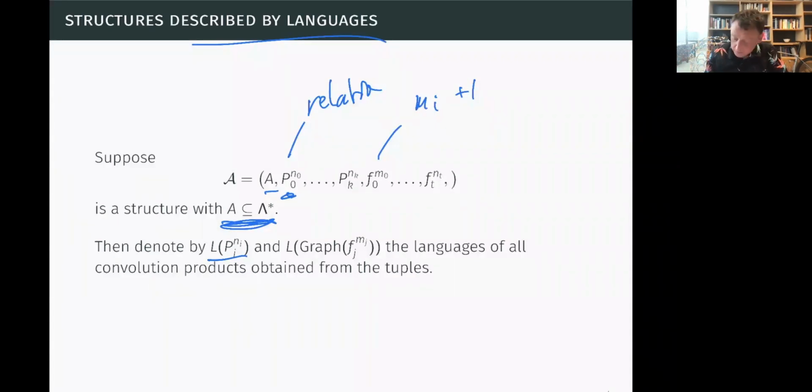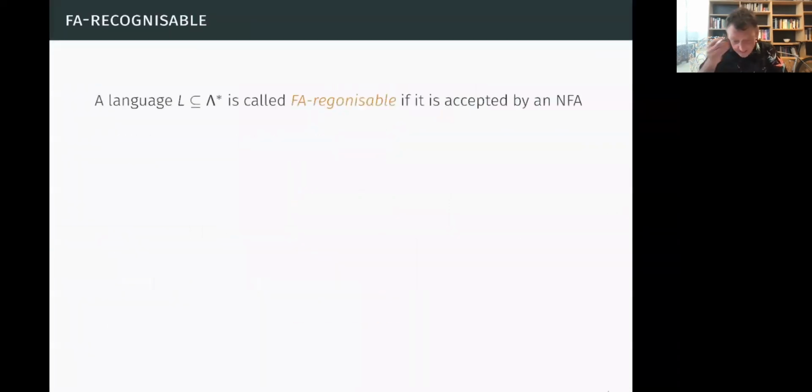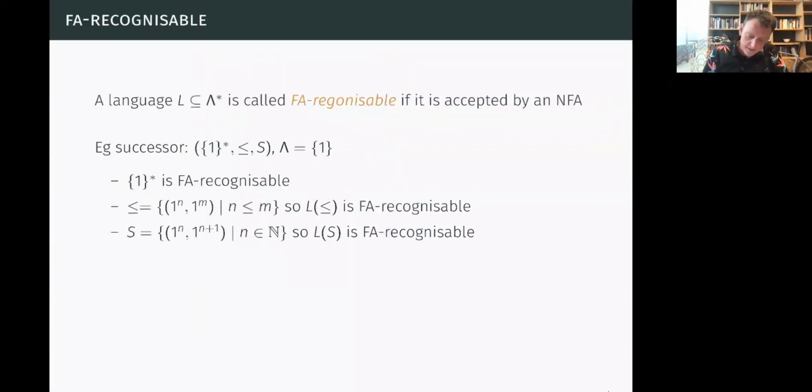So when we have languages, we can say, well, how complicated are these languages? Okay, and so a language over a simple alphabet here is called FA recognizable, which stands for finite automaton, if it's accepted by a non-deterministic finite automaton. So let me give you an example where every one of the languages involved in the structure is FA recognizable. FA stands for something else as well, but here it stands for finite automaton.